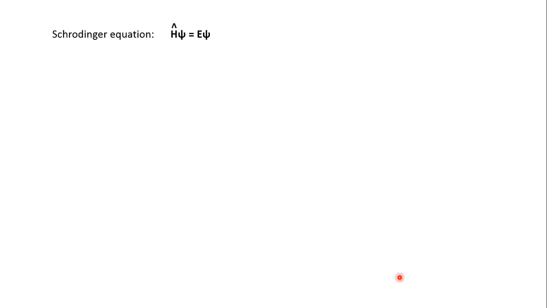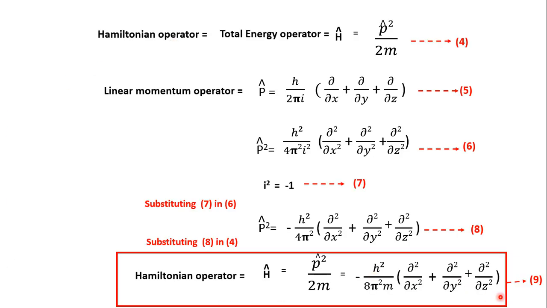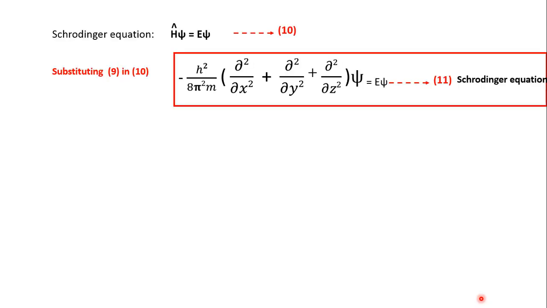Consider the Schrodinger equation, H psi equal to E psi. Substitute the value of the Hamiltonian given by equation 9. This is the value of the Hamiltonian H is equal to minus h square by 8 pi square m into dou square by dou x square plus dou square by dou y square plus dou square by dou z square. So this is the Schrodinger equation for the particle in a box in 3 dimensions.